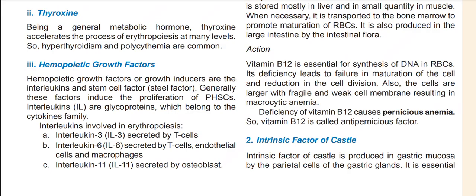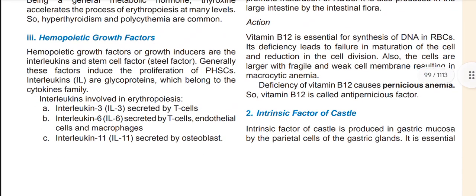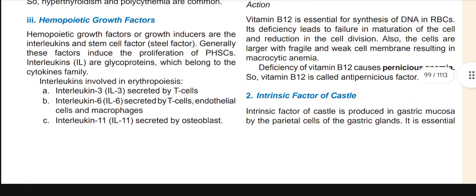Generally, these factors induce the proliferation of PHSCs, and interleukins are glycoproteins which belong to the cytokine family. So, interleukins are involved in erythropoiesis. Interleukin 3 is secreted by T cells, interleukin 6 is secreted by T cells, endothelial cells, and macrophages. Interleukin 11 is secreted by osteoblasts.